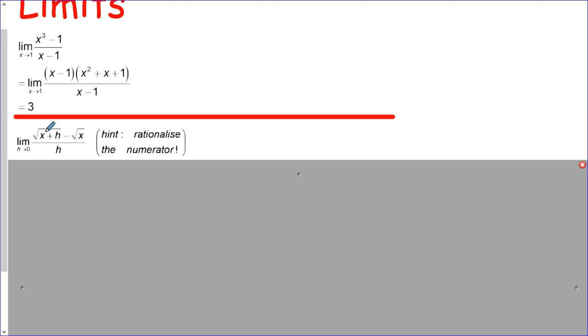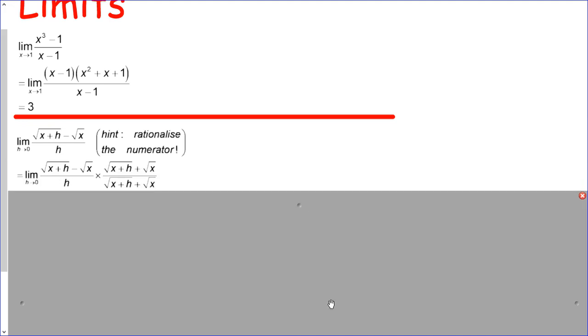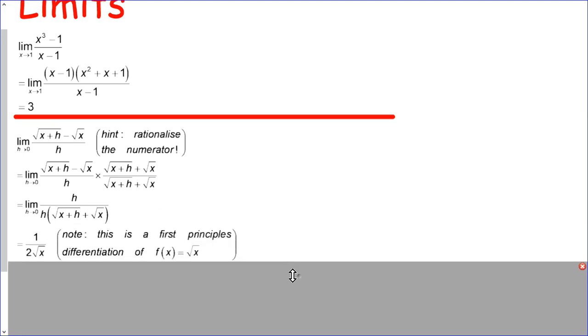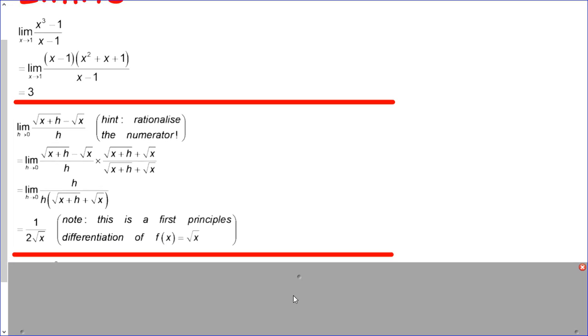if we try and see what happens as h gets very close to 0, if we try to substitute in 0, then we get 0 over 0. There's a little trick here, and that is to rationalize the numerator. Right, and if we do that, and I'm going to go through it fairly quickly, we end up with that. All right, now the h's can divide out. And as h gets very, very close to 0, this will just become like a root x, and this becomes like another root x, so we get 1 over 2 root x. And this limit that we found here is actually a first principles differentiation of f of x equals root x.